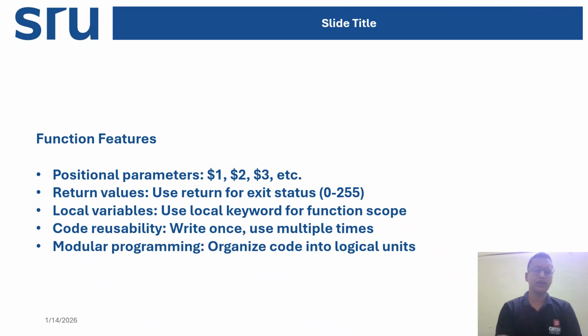Here $1, $2, $3, those are positional parameters, and the return value, use return value for exit status 0 to 255. Local variables, use the local keyword for function scope, and code reusability, write once, use multiple times, and modular programming, organize the code into logical units. Means we can divide the code into some logical set of units.